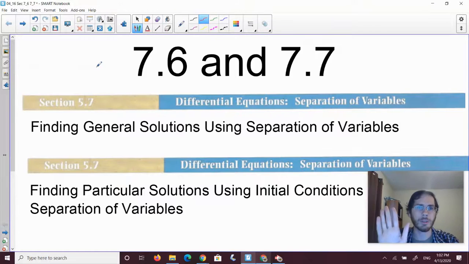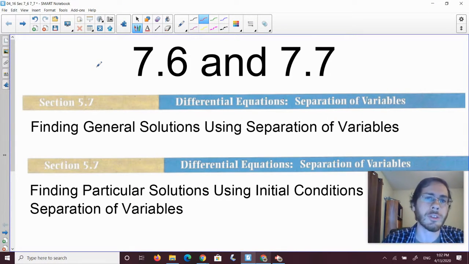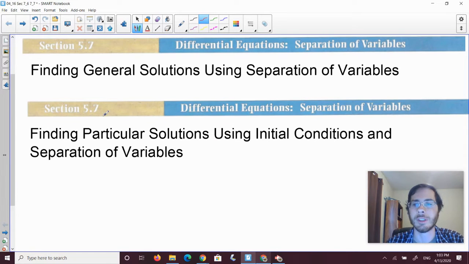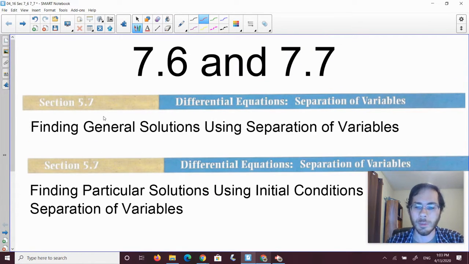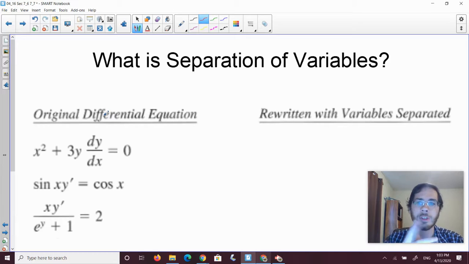All right, so hello, we're going to do 7.6 and 7.7 today. These are going to be all about just doing differential equations with separation of variables. We see 7.6 is finding general solutions. With 7.7, we're going to find the particular solutions. So these two are pretty much the same thing, just one kind of goes a little bit further than the other one. So the first thing we got to do is actually talk about separation of variables.